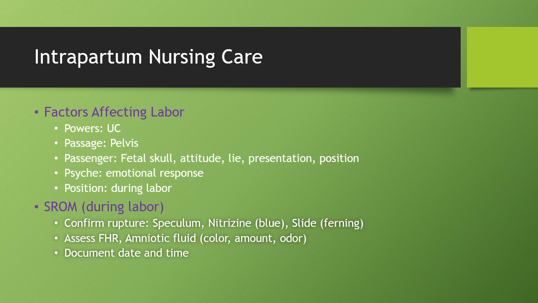Fetal presentation then is what's the presenting part. So cephalic is head, breech is pelvis. So you can have a footling breech or just a frank breech, which is their bottom is down, or you can have a transverse. And then the shoulder is also considered transverse, and we talk about the fetal presentation as being the structure that's closest to the cervix. So typically we say either the head, the pelvis, or the shoulder. So they're either cephalic, breech, or shoulder presentation.